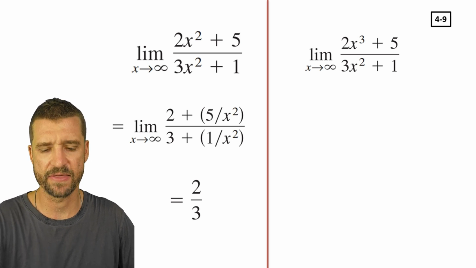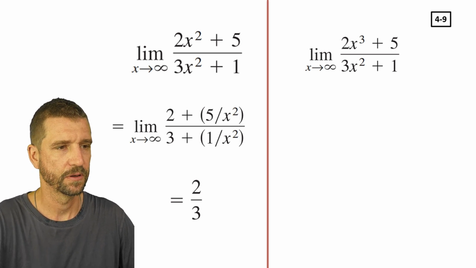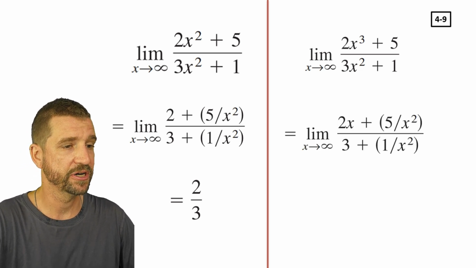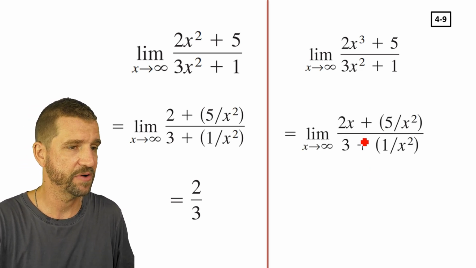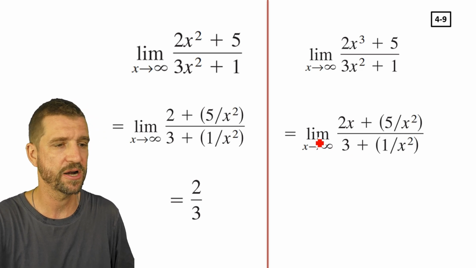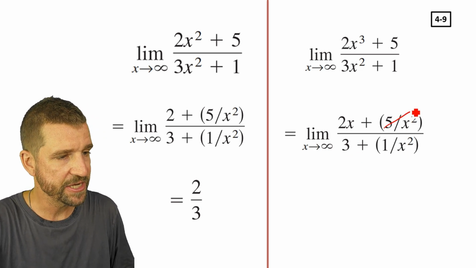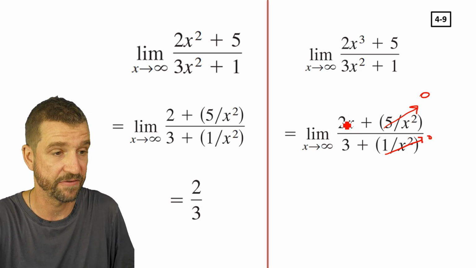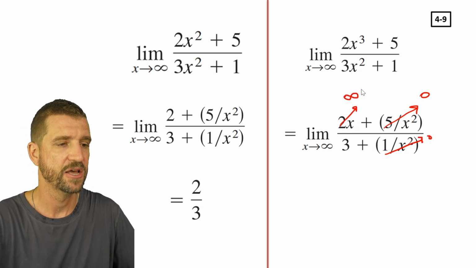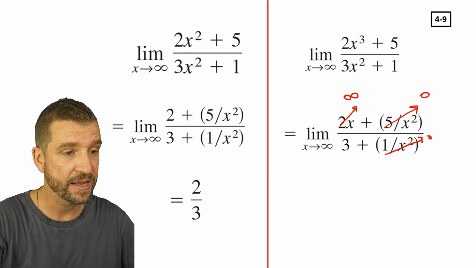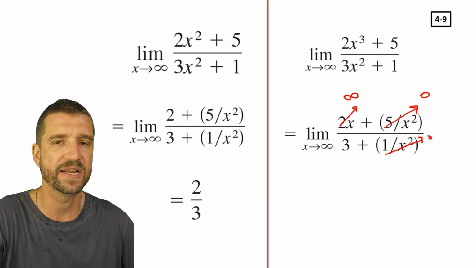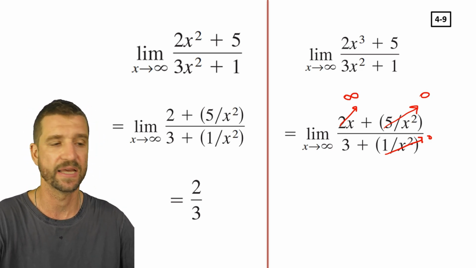The next one, same thing. Pause the video and try this. I hope you paused the video, divided everything by x squared, and you're left with 2x plus 5 over x squared, 3 plus 1 over x squared. As we go to infinity, this will go to 0, this will go to 0, but this, 2 times infinity, is infinity. You're left with infinity over 3, which is still infinity. Infinity divided by any constant will always be infinity. Even infinity divided by a billion will still be infinity.